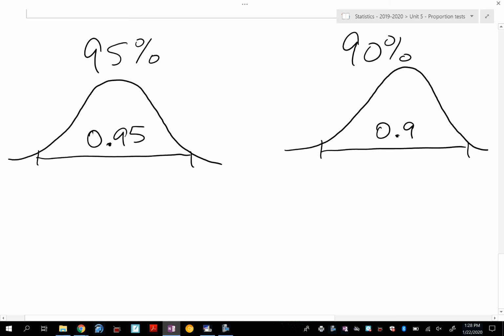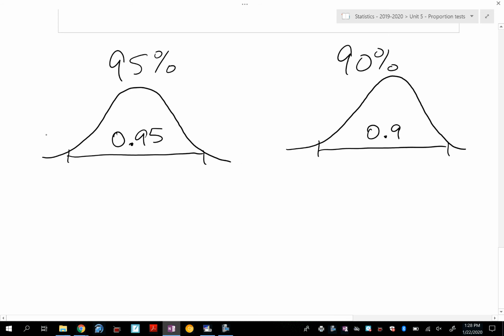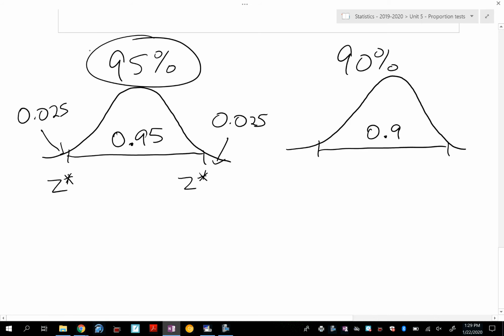On Friday, I had the girls work with me on how much is in each tail for this 95% confidence interval. 2.5%, right? There's 5% left. So if you split that in two, you get 0.025 there and 0.025 over here.